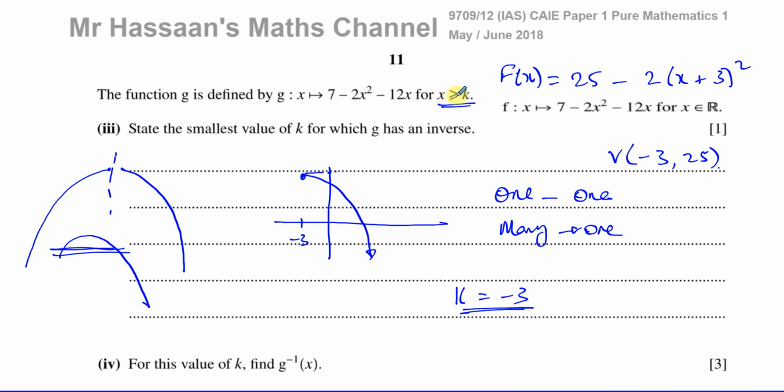So as long as x is greater than or equal to -3, and -3 is the smallest it can possibly be, the inverse will actually be a function. So it has an inverse when it's a 1-to-1 function. Many-to-1 functions don't have an inverse. These have inverses. So there's the answer to part 3.